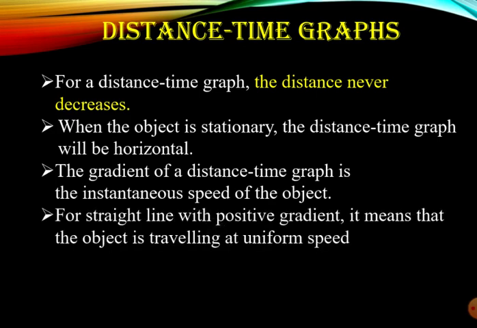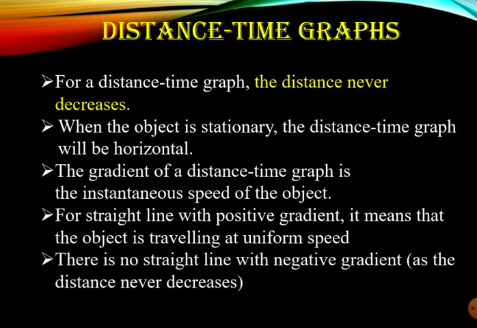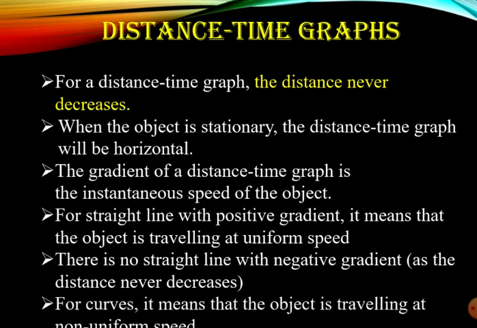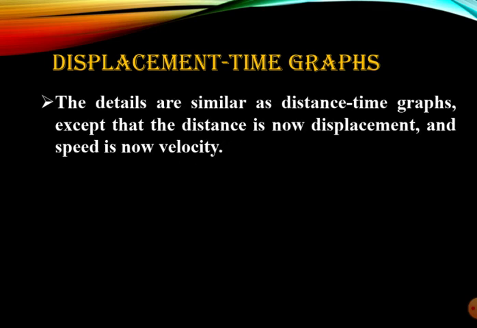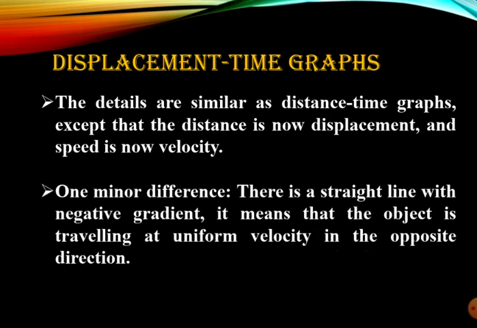A straight line with positive gradient means that the object is traveling at uniform speed. There is no straight line with negative gradient, as the distance of a moving object can never decrease. Curves mean that the object is traveling at non-uniform speed. The details of the displacement time graph are similar to those of a distance time graph; the only difference is that distance is replaced by displacement, and speed is replaced by velocity. One small difference is that a straight line with negative gradient in a displacement time graph means the object is traveling at uniform velocity in the opposite direction.